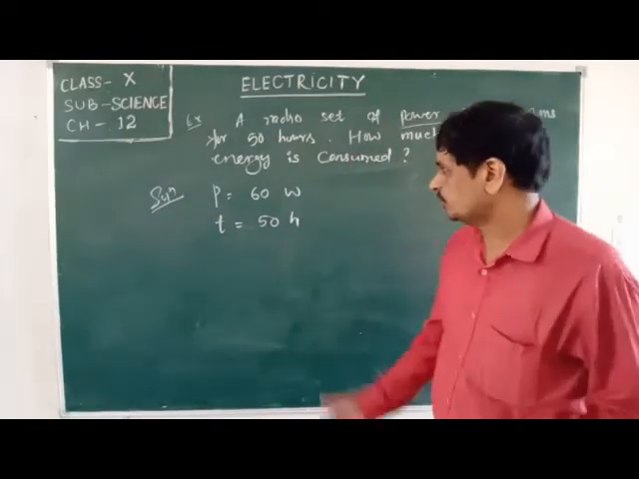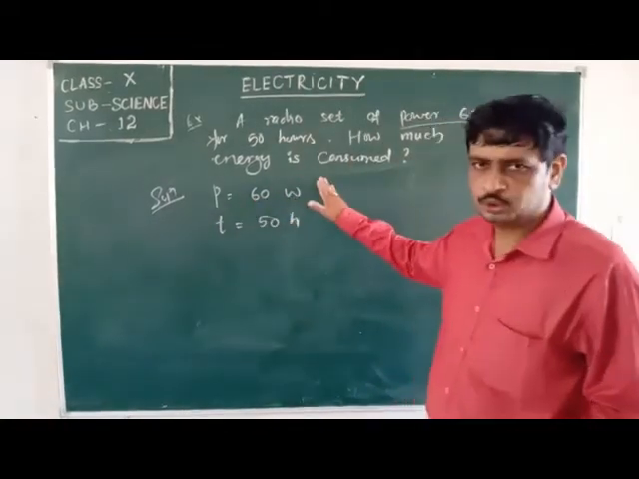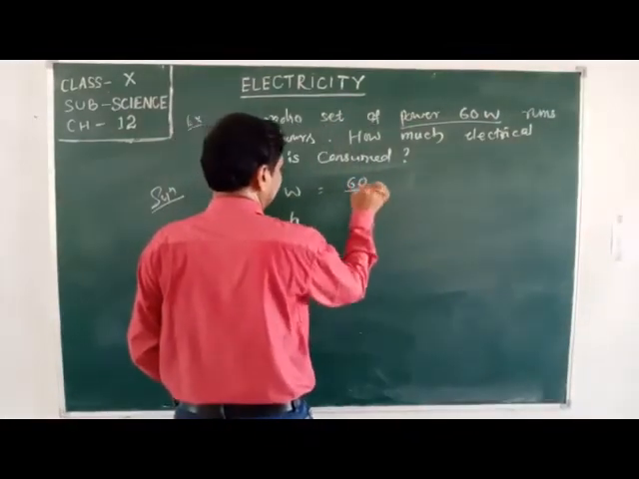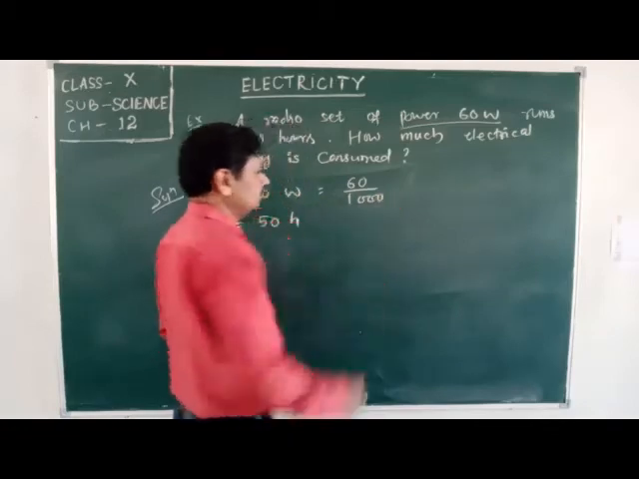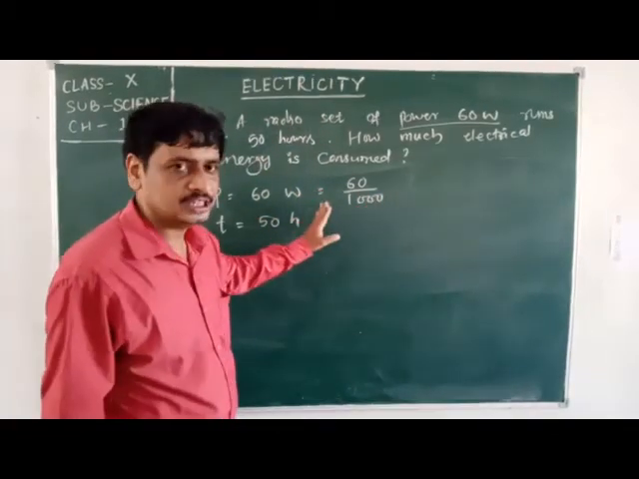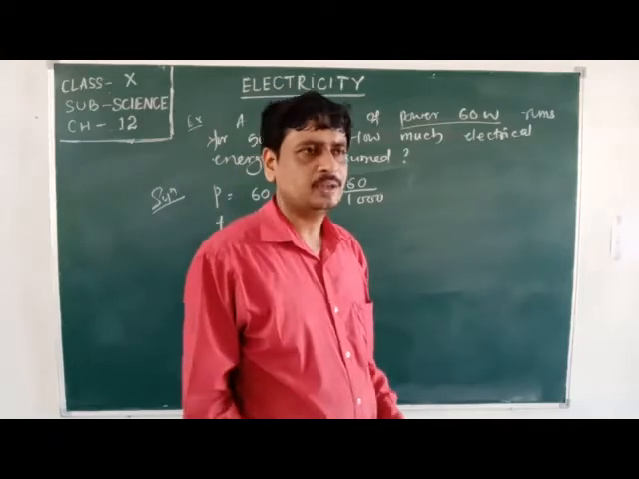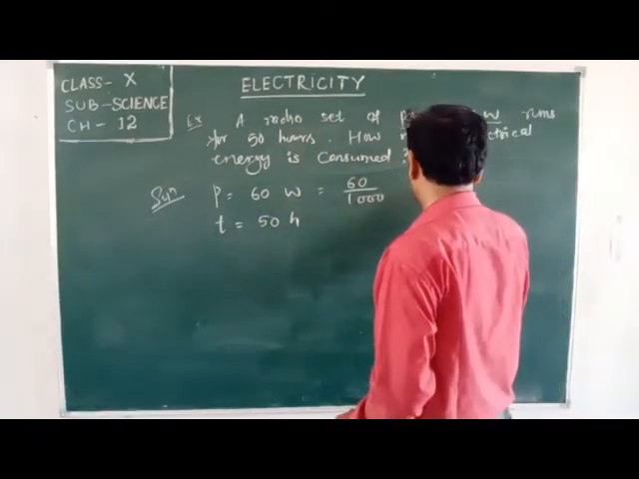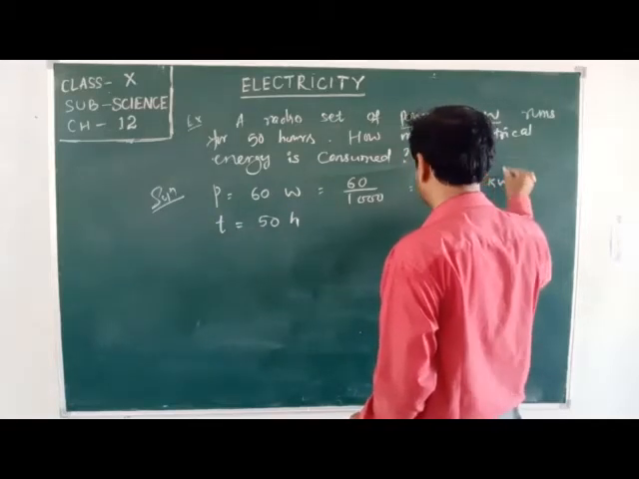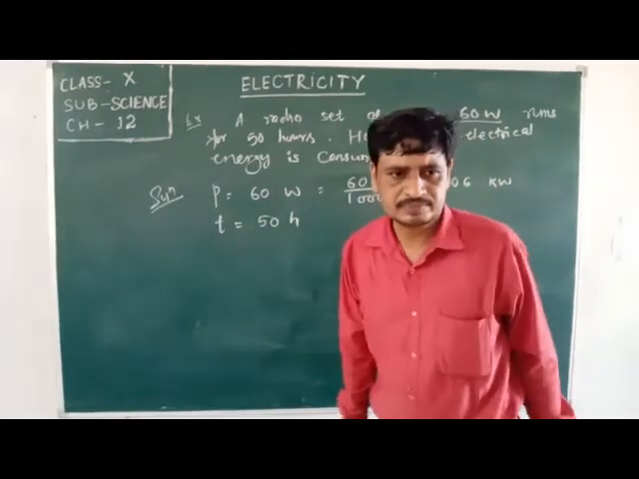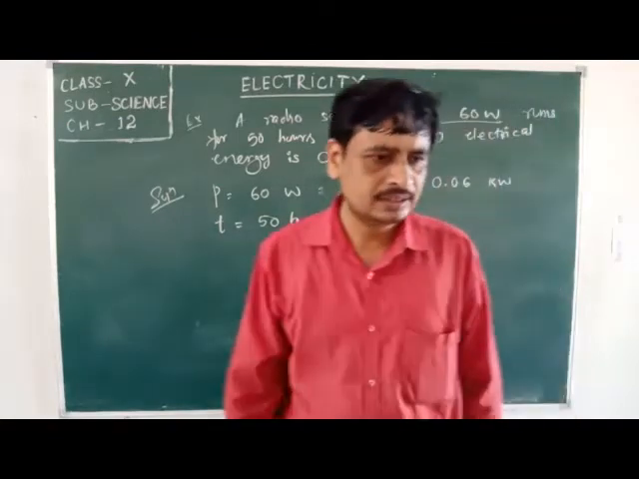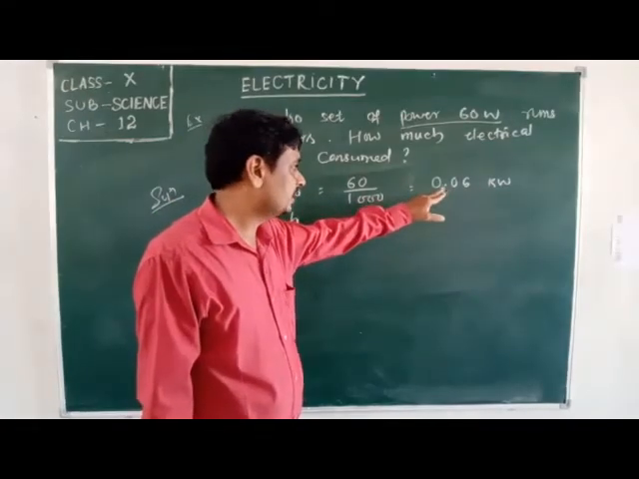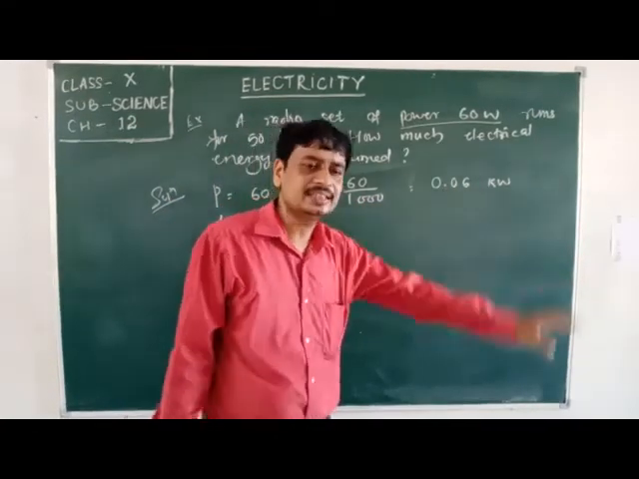So we have to convert this 60 watt into kilowatt. It can be converted by dividing by 1000, because 1000 watt is 1 kilowatt. To express in kilowatt, we have to divide by 1000. It becomes 0.06 kilowatt. This power shown by the radio set becomes 0.06 kilowatt.